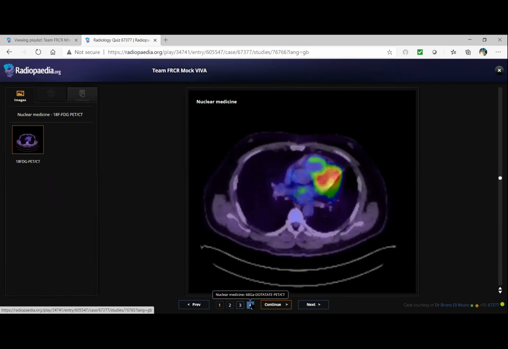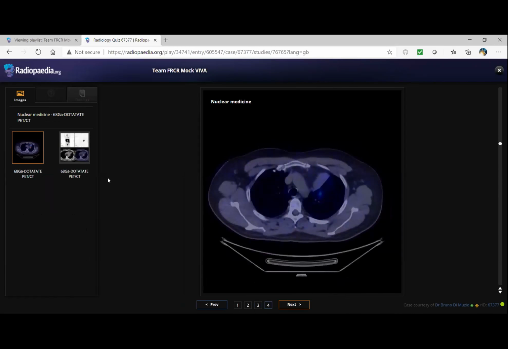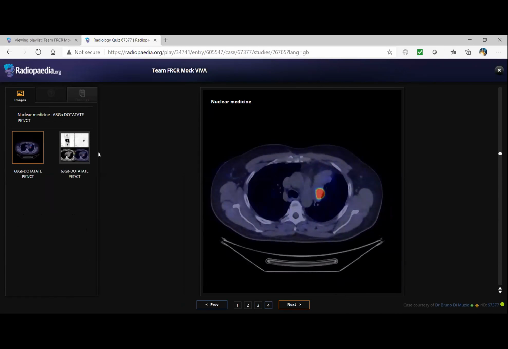This patient went for PET and it didn't show any uptake, but however, it showed an uptake on DOTATATE, okay?